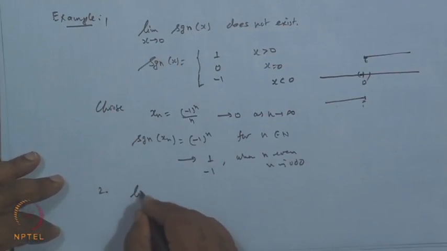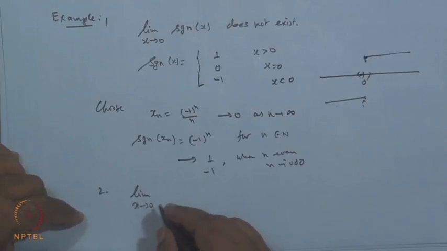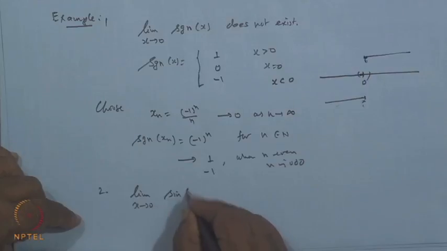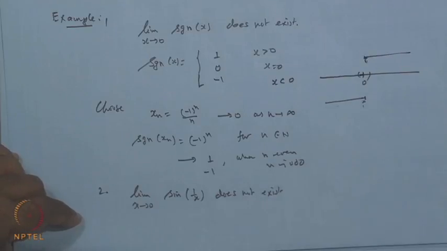Similarly, as another example, suppose I take the limit as x tends to 0 of sin of 1 by x. It does not exist in R.